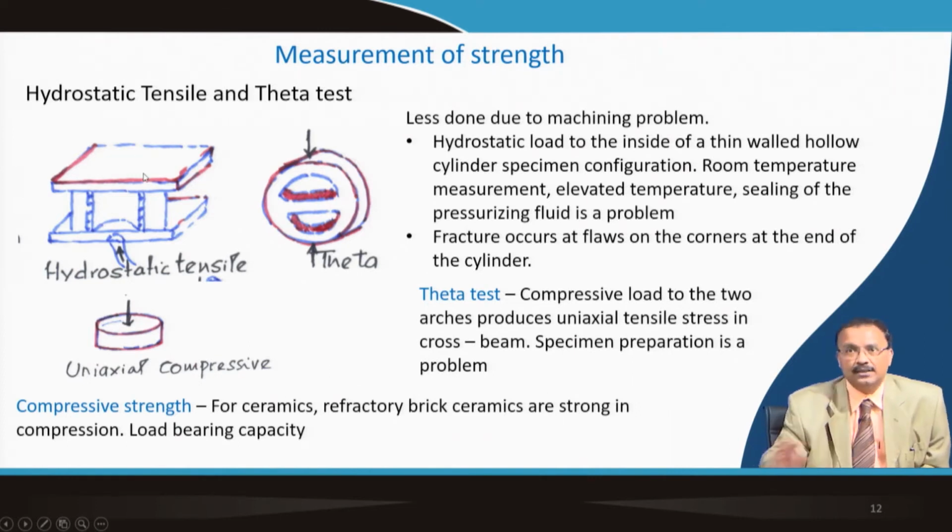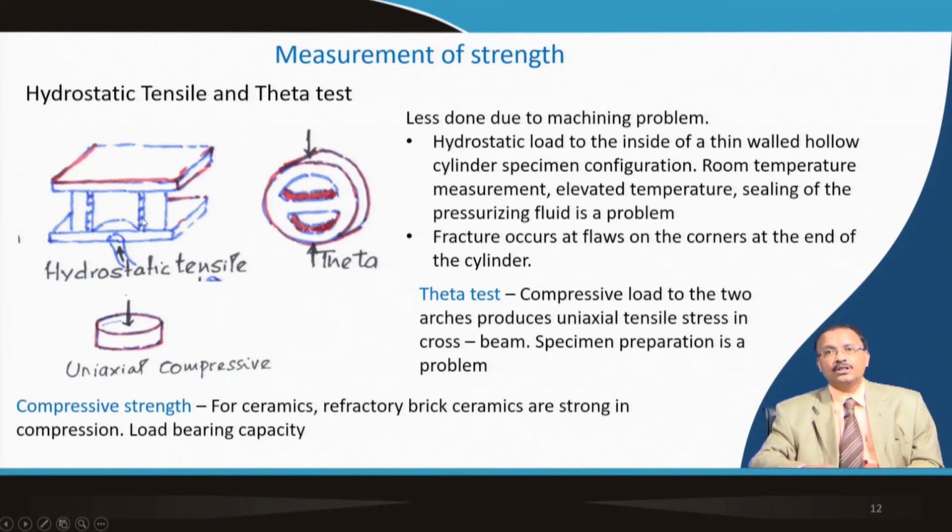Usually, that tensile sample preparation is a bit tricky, but this hydrostatic tensile strength measurement is also done, but that is also having a machining problem. So, the hydrostatic load inside the thin walled cylinder. At room temperature you can measure its strength, elevated temperature sealing is important, and fracture usually occurs at the corner or at the end of the cylinder, and this is one way to measure the strength of the material.